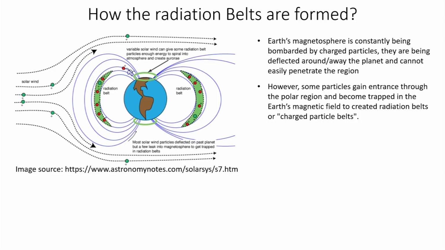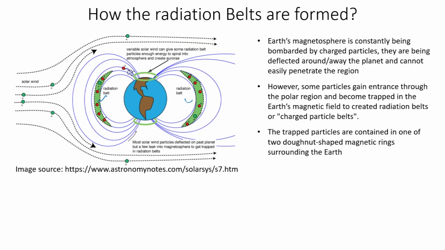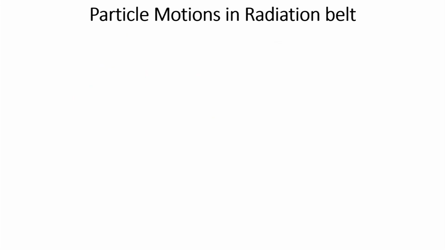You can see this is the trapped region. So, this region and this region, how is it getting trapped? It is because these charged particles are entering the magnetic field in the polar region. These trapped particles are contained in one of two donut-shaped magnetic rings around the Earth. Now, let us try to understand the particles' motion and the dynamics of these trapped particles in the radiation belt.